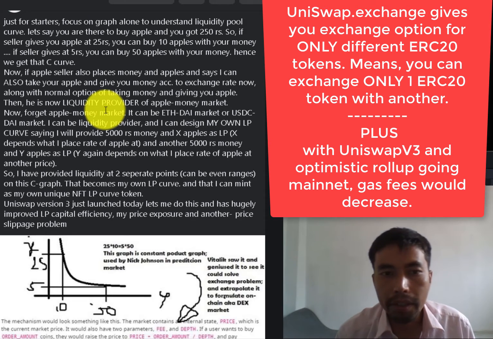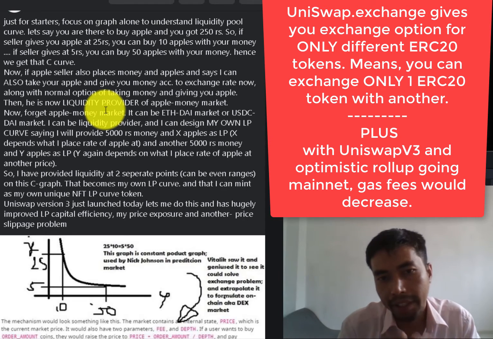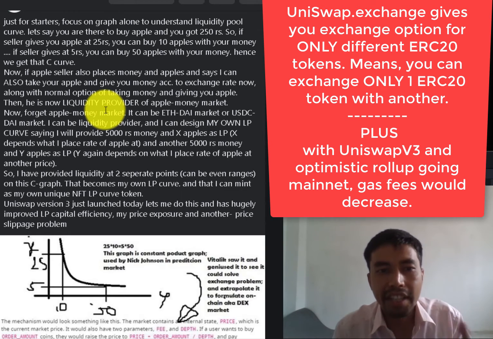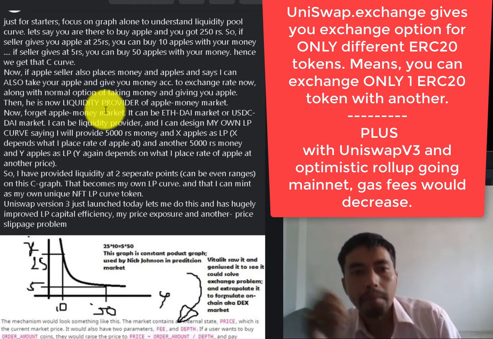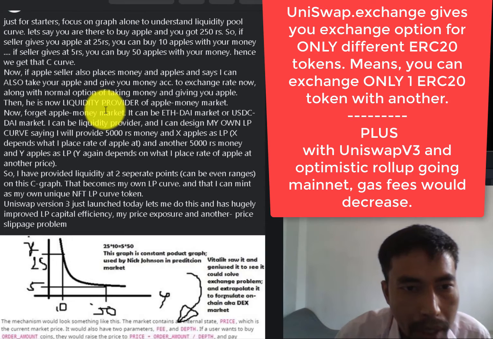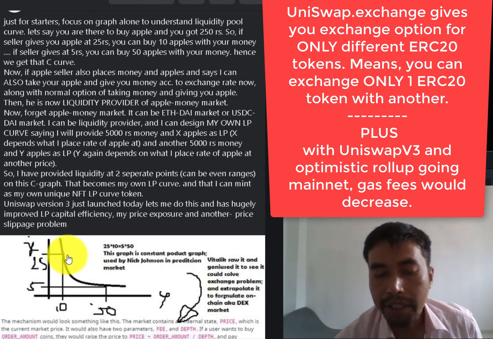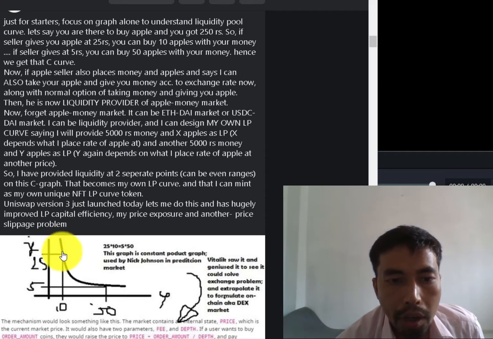So you can be the liquidity provider of Ethereum DAI market, or you can be the liquidity provider of USDC DAI market, just like the shopkeeper there was acting as the liquidity provider of Apple and money in the first initial example. So now what UniSwap V3 is telling you is that you can design your own LP cup.